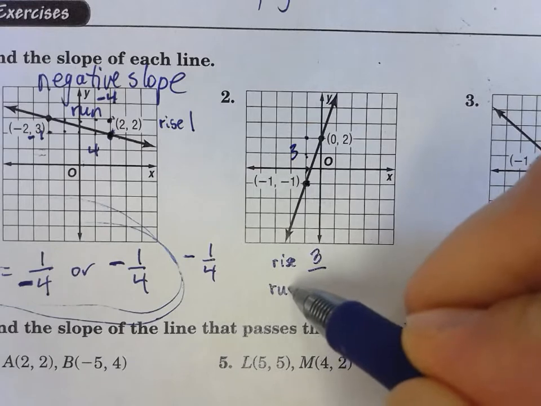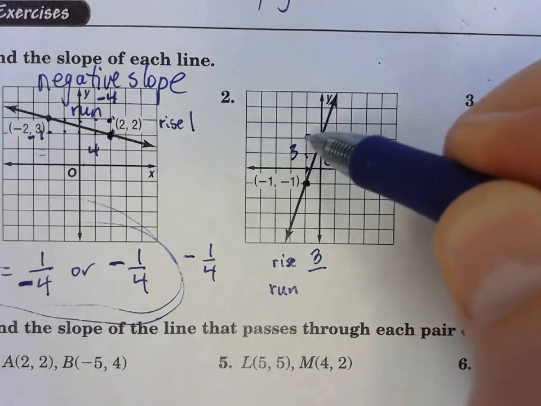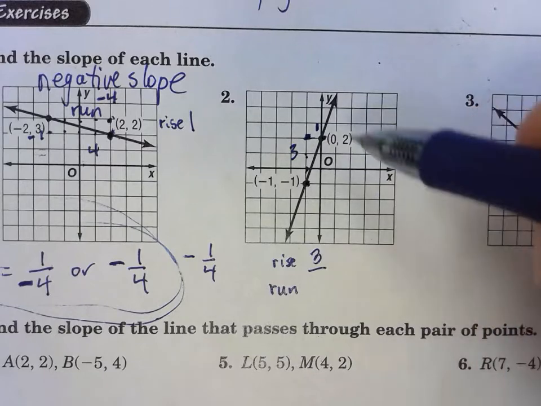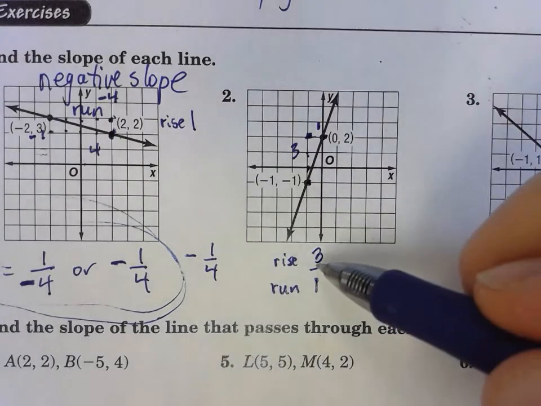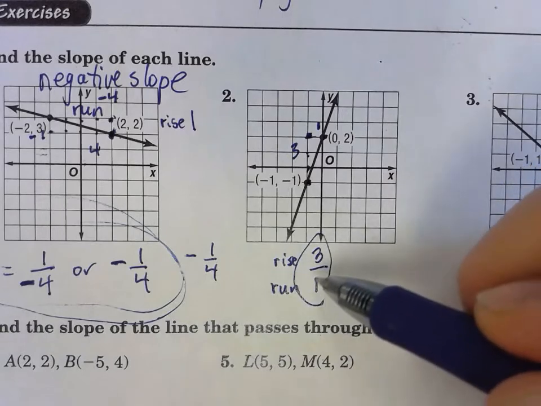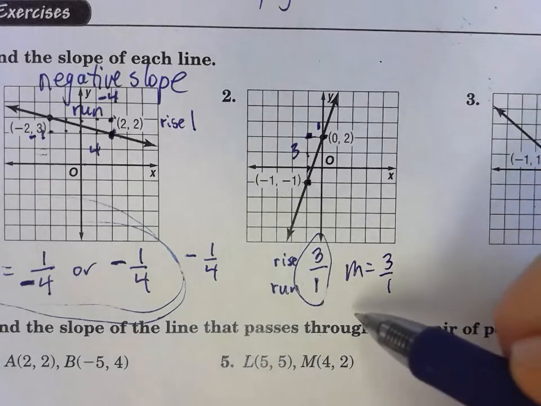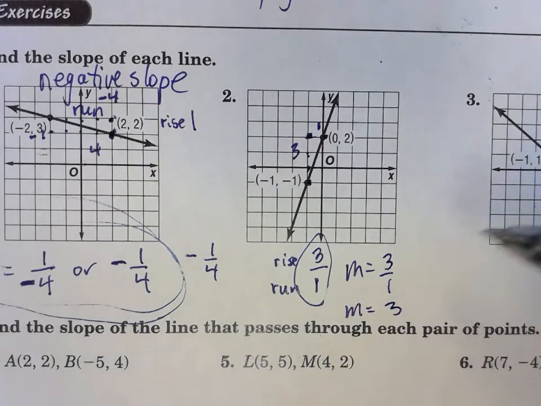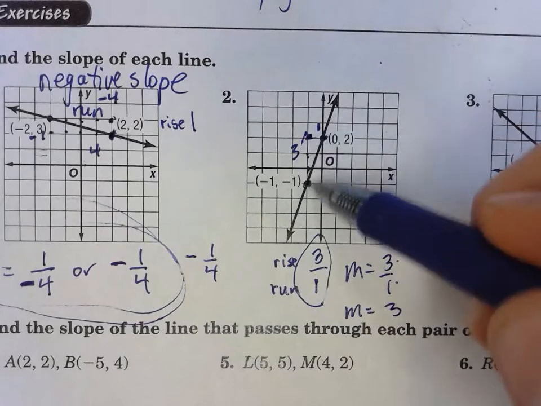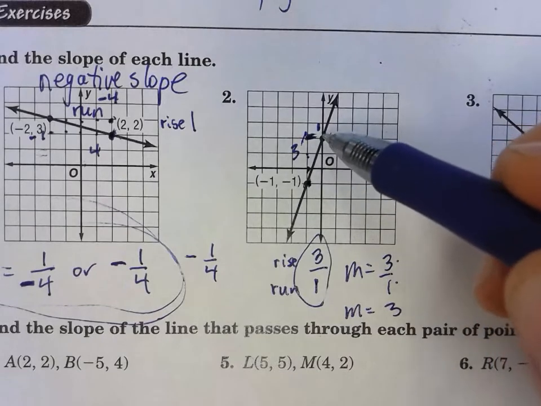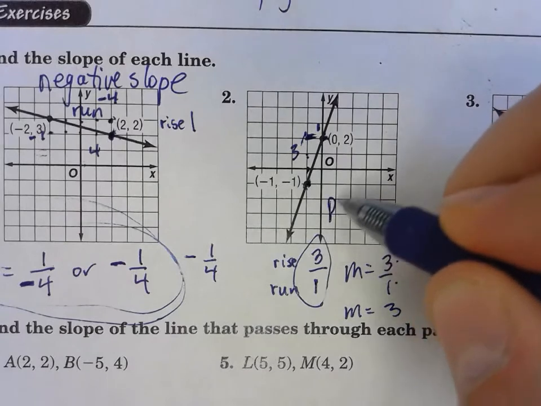Now I've got to get my run. So then I'm here and I'm coming over 1. So that would be a rise of 3 and a run of 1. You can write it like that if you want to, or you could just write it as a whole number. Either one of those would work. And both of those numbers are positive because you're going up, which is a positive move, and you're going right, which is a positive move. So up and right, both are positive. So this has a positive slope.